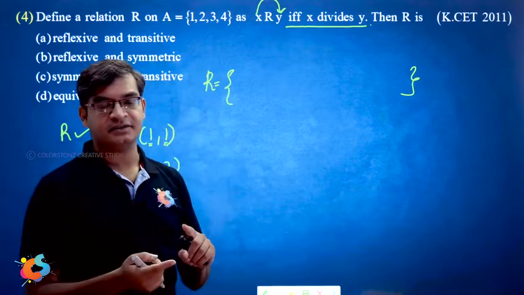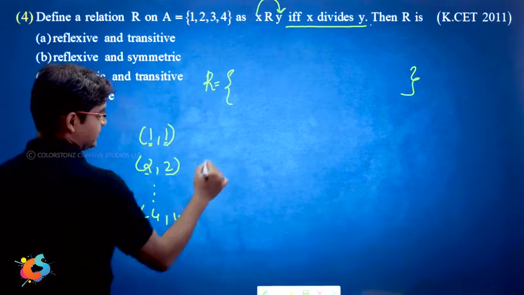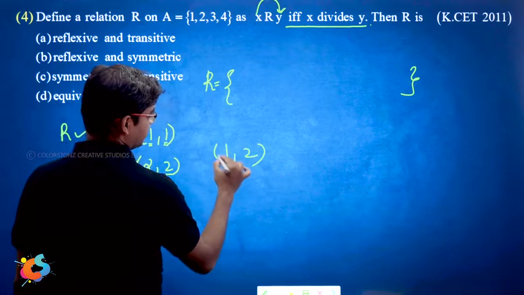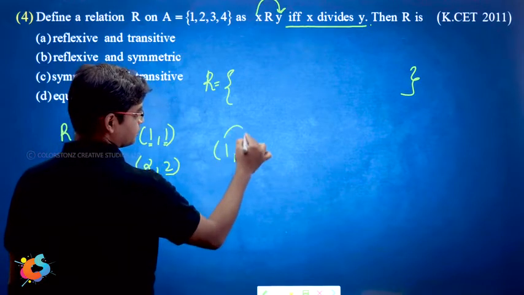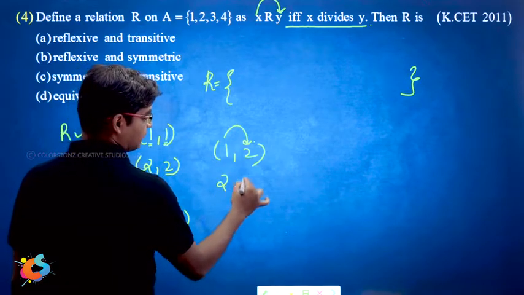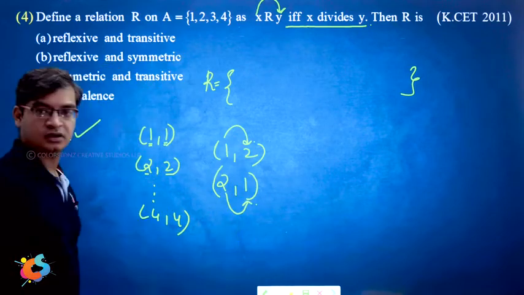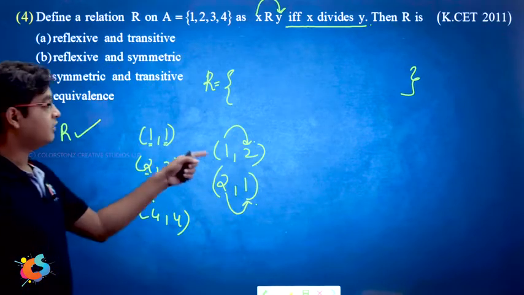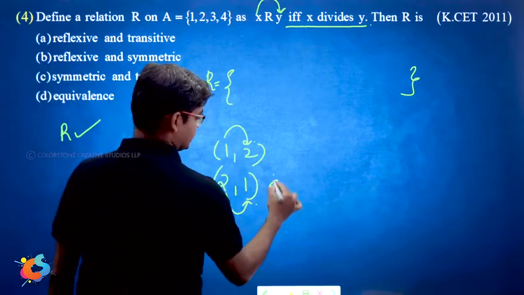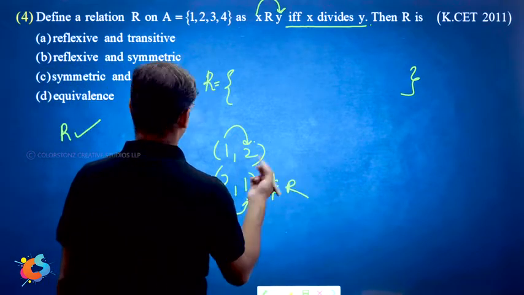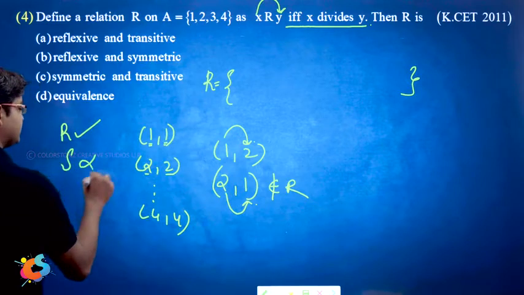Will it be symmetric? Let us take an example. (1, 2) will be there because 1 divides 2. Will (2, 1) be there? No, because 2 does not divide 1. 1 divides 2, but 2 does not divide 1, so this does not belong to our relation. Therefore, this will not be symmetric.